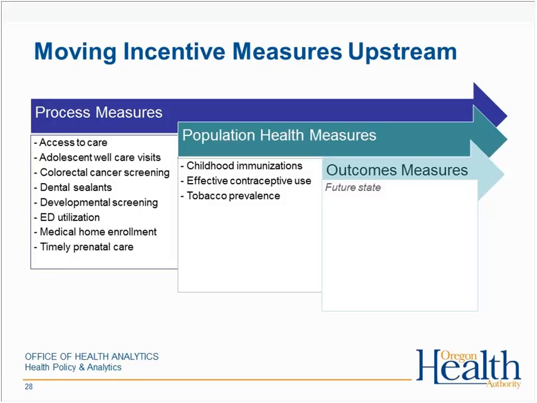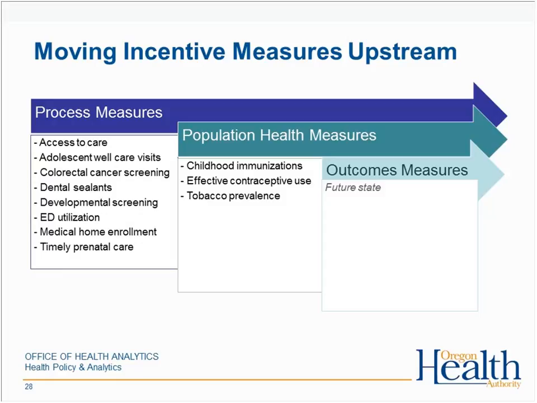So tobacco prevalence could be in both population health or outcomes measures column here, depending on how you look at it, because it's not related to screening or cessation services offered. We are actually holding the health plans accountable for the actual prevalence in their population. And then we're looking for year-over-year improvement. So that's pretty aggressive, but again, a step in that direction.